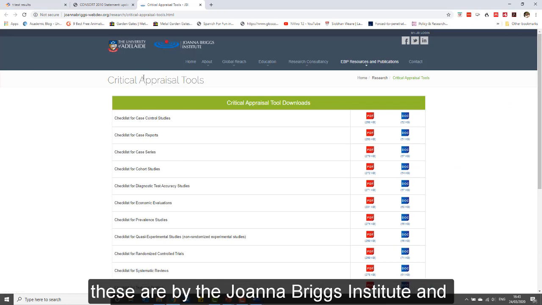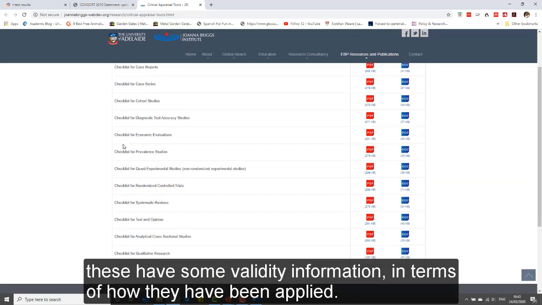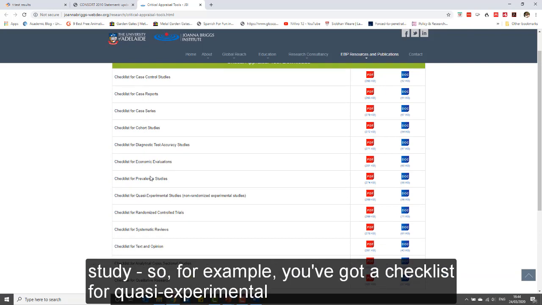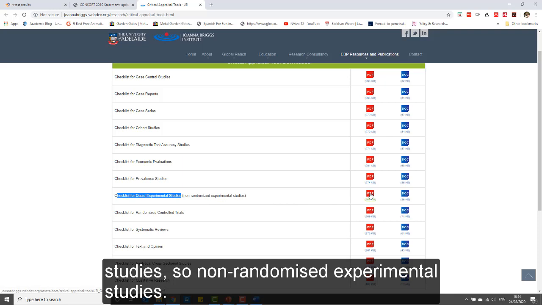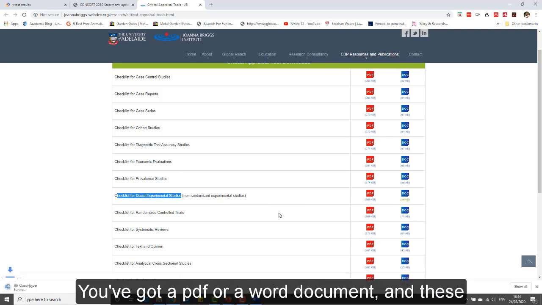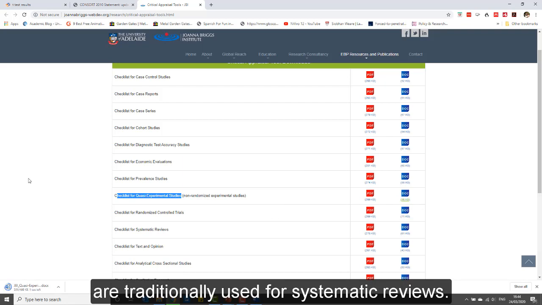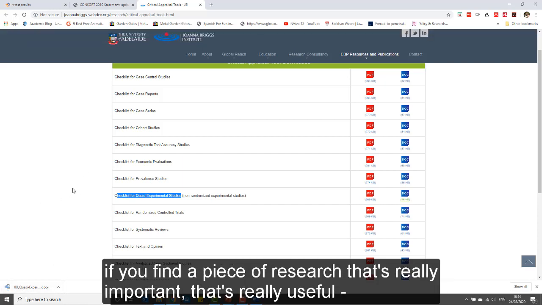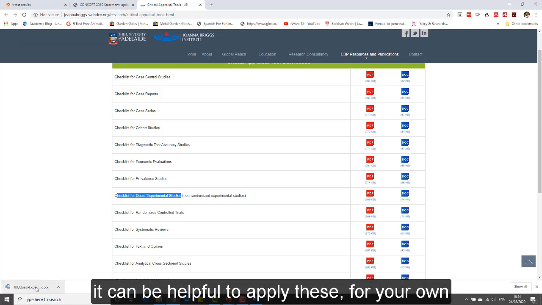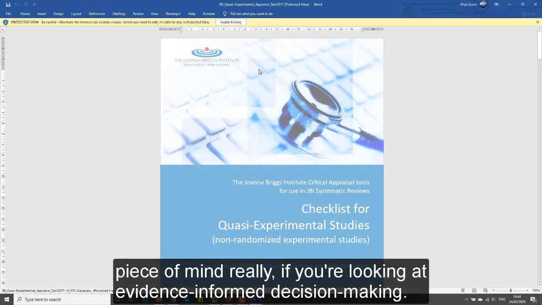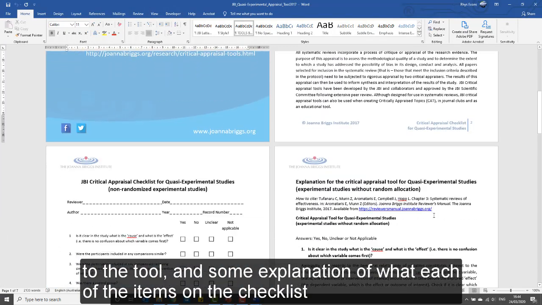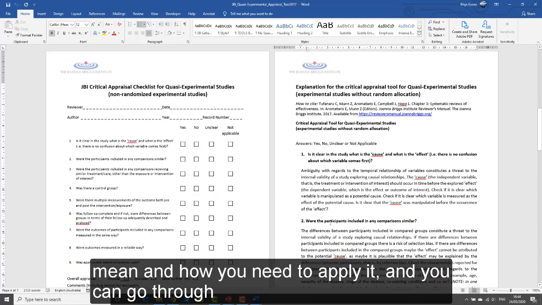Again, these are by the Joanna Briggs Institute, and these have some validity information in terms of how they've been applied. And again, you've got checklists for all sorts of different types of study. So, for example, you've got a checklist for quasi-experimental studies, so non-randomized experimental studies. So you've got a PDF or a Word document. And these are traditionally used for systematic reviews to judge the quality of research, but I think if you find a piece of research that's really important, that's really useful, it can be helpful to apply these for your own peace of mind, really. If you're looking at evidence-informed decision making, it can be a useful tool to go through. So there's some background to the tool and some explanation of what each of the items on the checklist means and how you need to apply it.